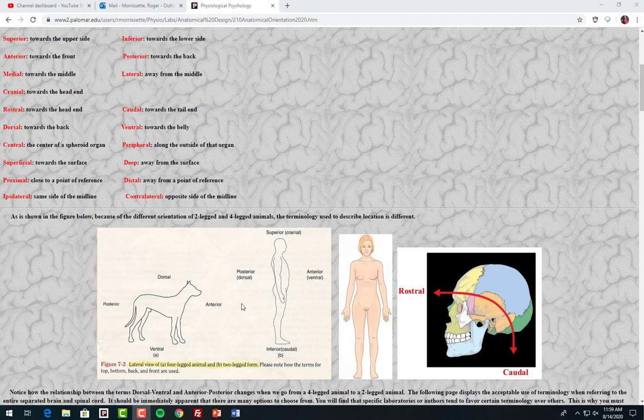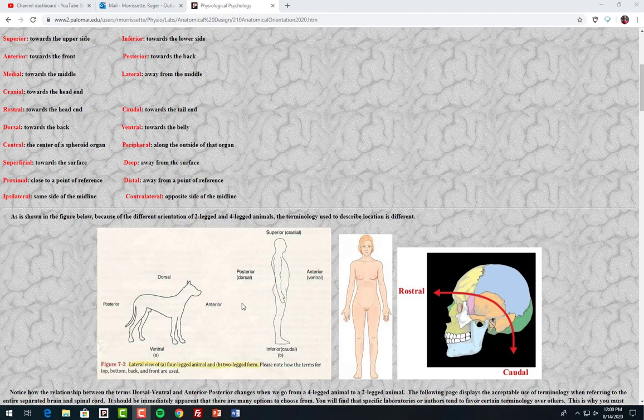Central and peripheral, this has to do with specific organs, what's in the center of the organ as compared to what's on the outside. Superficial and deep, this also doesn't really apply to the anatomical position. Think of a surgical procedure, what is on the surface of your forearm and what is deep in your forearm. So your belly button would be superficial, your small intestines would be deep, right?